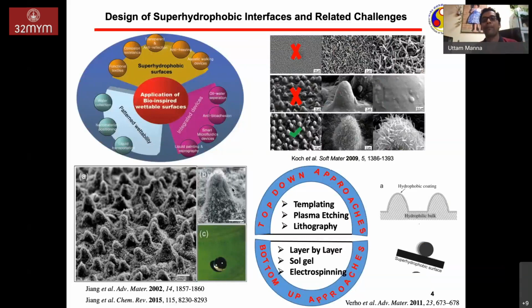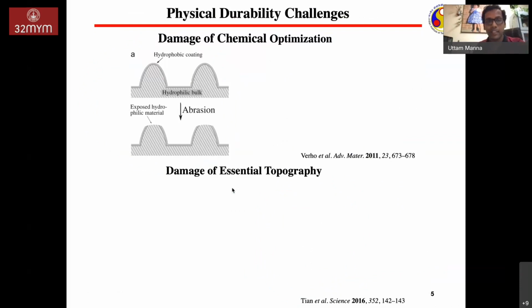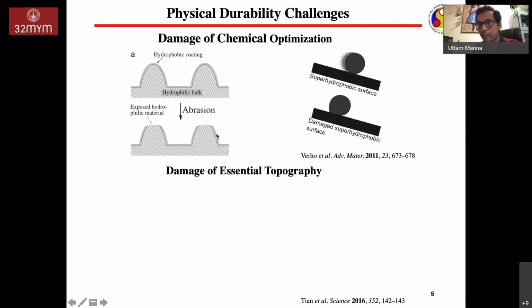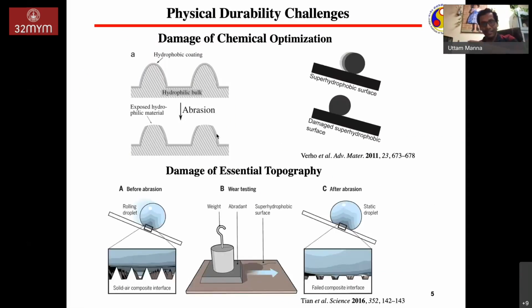And that is the problem. Why is it the problem? Because if you see this design parameter, there are n number of processes to get this hierarchical topography, mostly built out of hydrophilic building blocks, and there you are putting a very nano-thin layer of hydrophobic coating on top, because this chemistry is also important, right? Now, once you expose this interface to any kind of physical aberrations, you are compromising this chemical optimization, and it loses superhydrophobicity. Not only that, if you also expose it to very drastic physical aberrations, this topography can be severely damaged, and that also leads to compromise of this property.